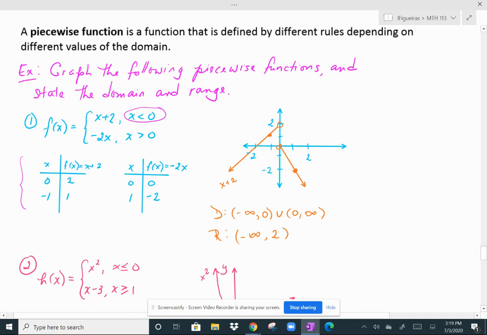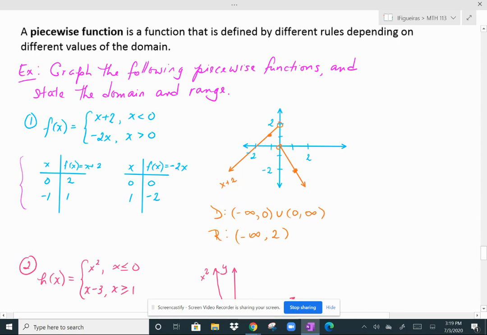This is the line on the left. 0, 2 has an open circle because it's less than 0, not equal to 0. And then here's the point, negative 1, 1. And then you connect that open circle and that solid point to the left, and there's your line x plus 2.